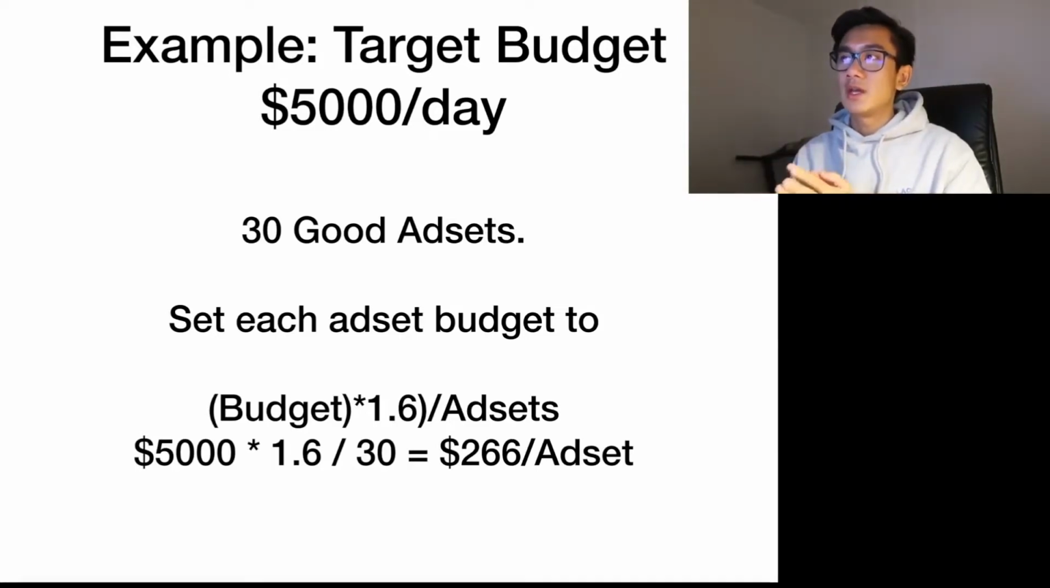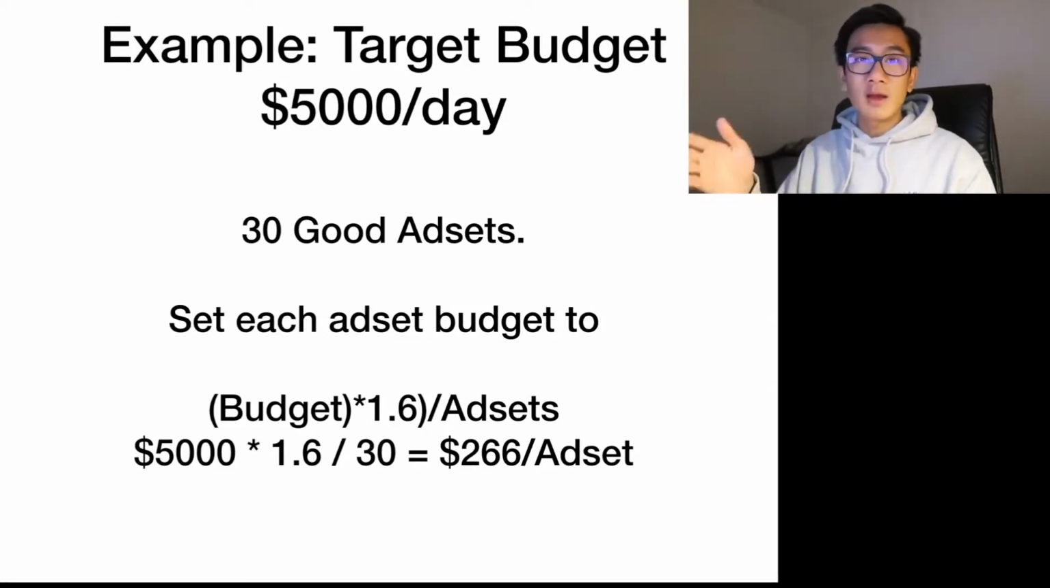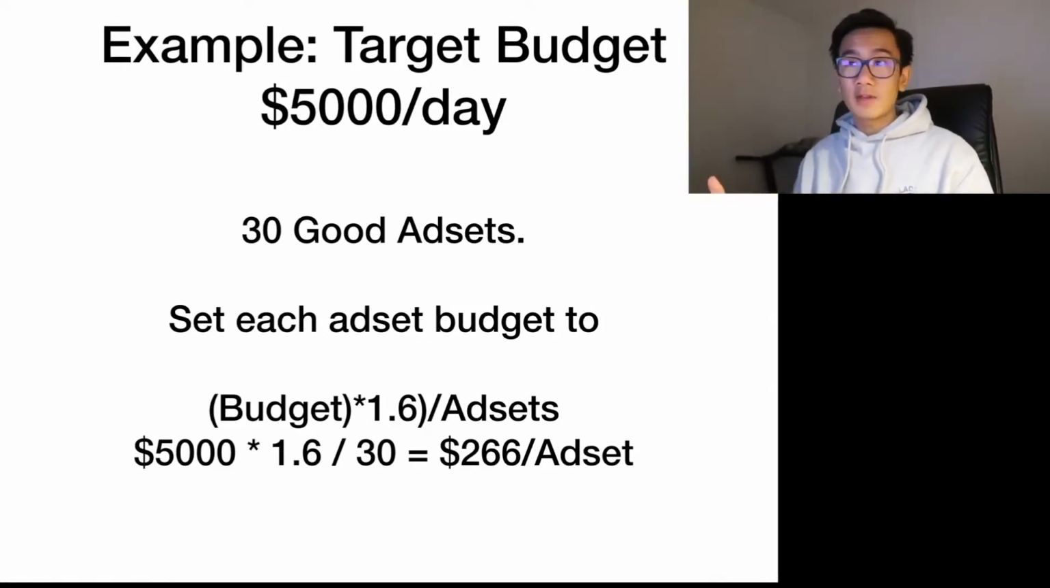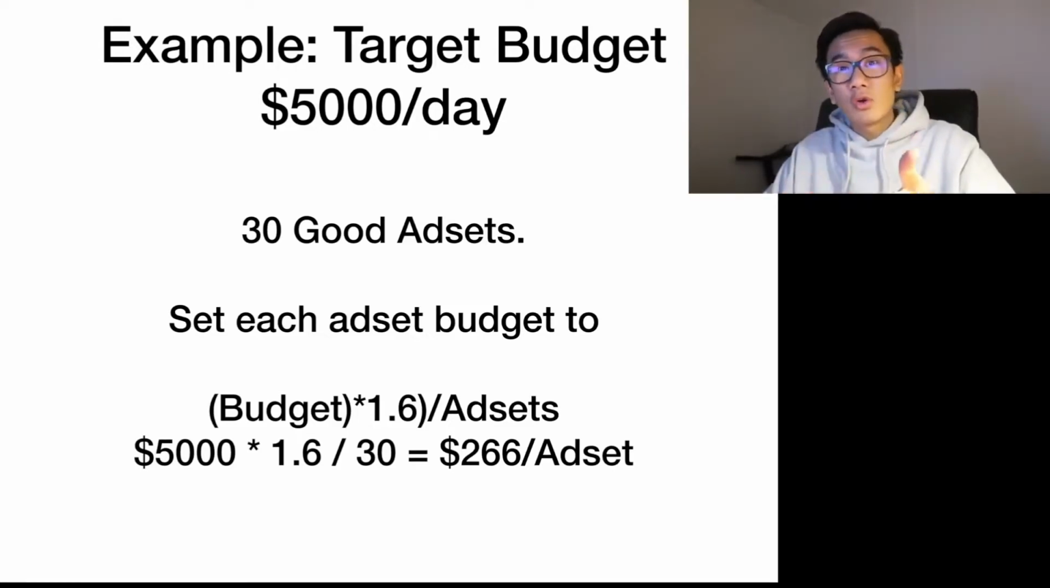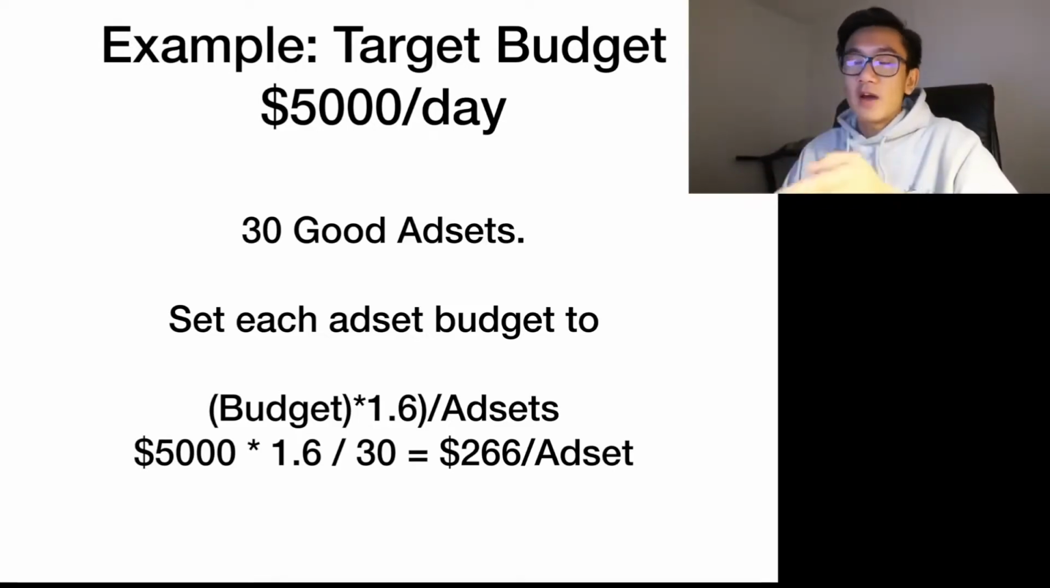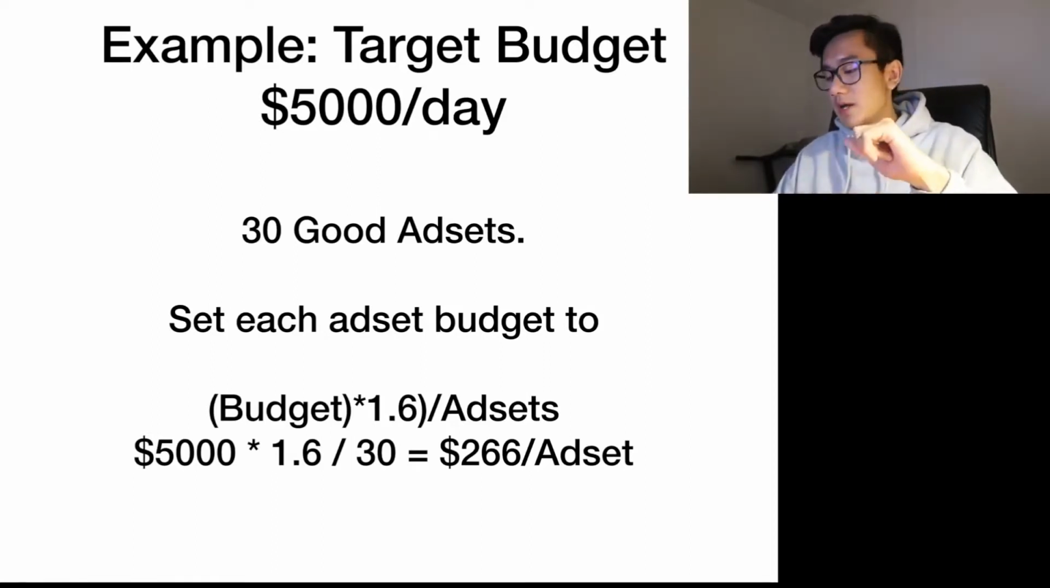What you want to do is set the budget for each ad set following this formula. You want your budget times 1.6. The reason we multiply it by 1.6 is that if you want to spend $5,000 a day, by the end of the day you're going to have to multiply your budget by 60%, just because we'll be cutting a lot of unprofitable ad sets. So that 60% is leeway for killing the bad ad sets. So 5,000 times 1.6, you initially have a total budget of $8,000. Divide that by 30 good ad sets, and you'll be spending $266 per ad set.